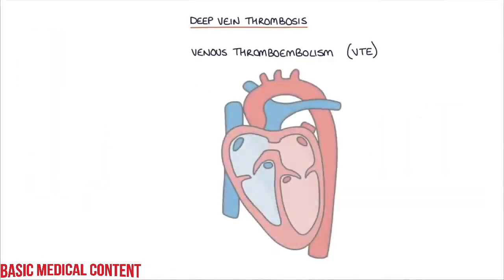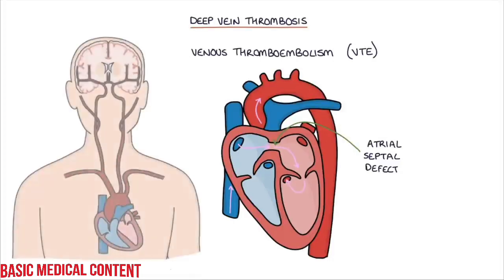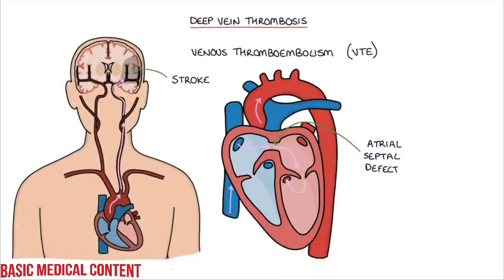If the patient has a hole in their heart, for example an atrial septal defect, the blood clot can pass through to the left side of the heart and into the systemic circulation. If it travels to the brain, it can cause a large stroke.